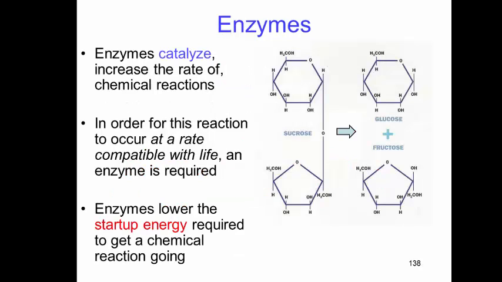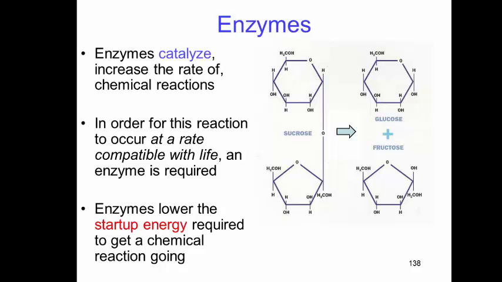So we say that enzymes catalyze chemical reactions. And there are different ways of thinking about this. Some people say that this means that enzymes increase the rate of a chemical reaction. Some say that it speeds up a chemical reaction. Some people interpret this as it makes it easier for chemical reactions to occur. In a way, all of these are correct statements.